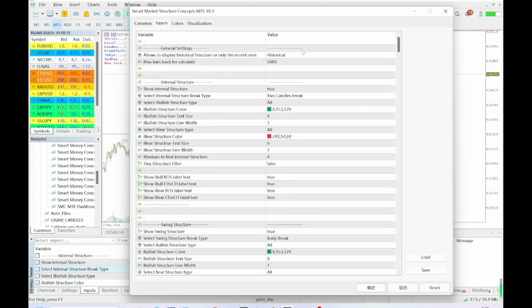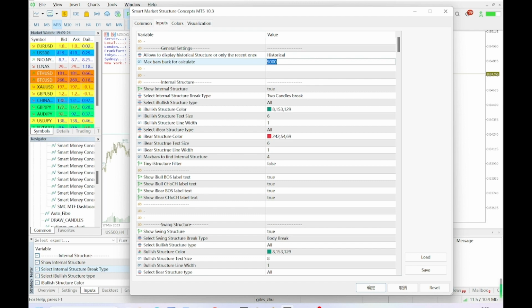The first item is general setting, and the first setting item has three options: historical, present, and data. The default selection is historical, and the indicator will be calculated and displayed in historical data. If you choose present, the indicator will only be calculated and displayed in real-time data. The data option is used internally by the program, and the user does not need to pay attention.